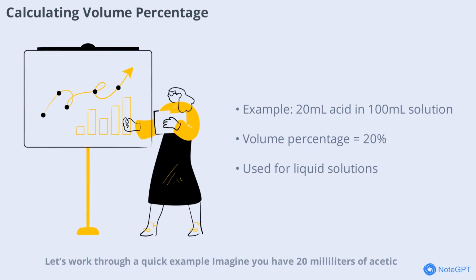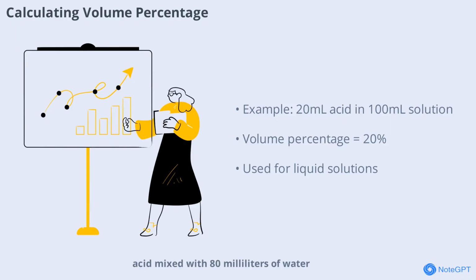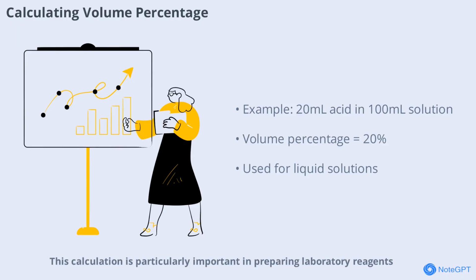Let's work through a quick example. Imagine you have 20 milliliters of acetic acid mixed with 80 milliliters of water, making a total of 100 milliliters of solution. To find the volume percentage of acetic acid, divide 20 by 100 and multiply by 100. The result is a 20% V/V solution. This calculation is particularly important in preparing laboratory reagents and commercial products where precise liquid ratios are required.